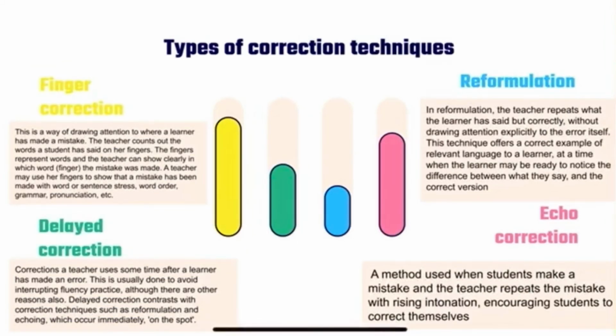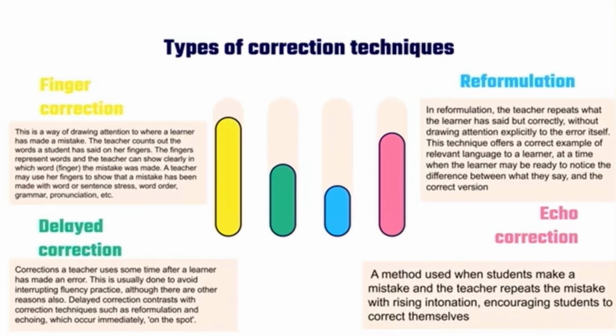So you can see here types of correction techniques. Let's start with finger correction. Finger correction is a way of drawing attention to where a learner has made a mistake. The teacher counts out the words the student has said on her fingers. Fingers represent words and the teacher can show clearly in which word the mistake was made. A teacher may use her fingers to show that a mistake has been made with word or sentence stress, word order, grammar, pronunciation, and so on.